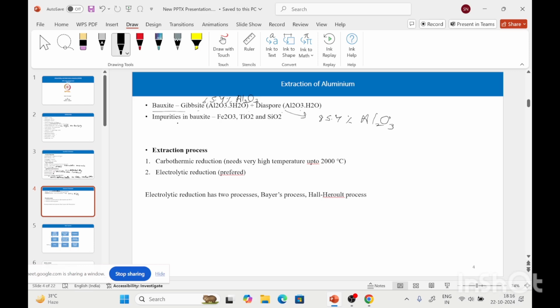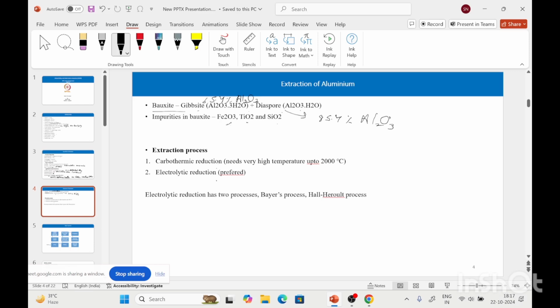And impurities in bauxite are generally Fe2O3, TiO2 and SiO2. So the extraction process has two ways. First is the carbothermic reduction and second is electrolytic reduction.